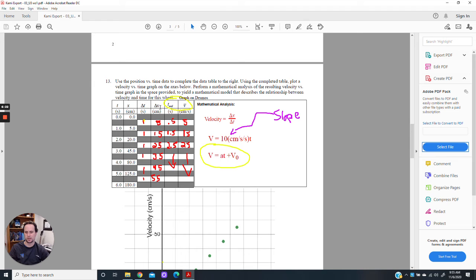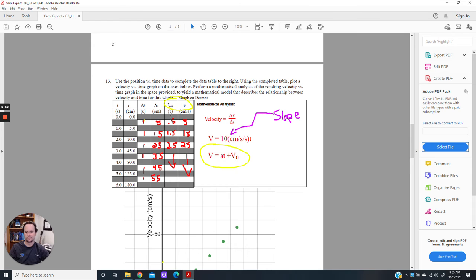So we find the change in time. That's the difference between these two. So 0 to 1, that's 1 second. 1 to 2, that's 1 second. 2 to 3, that's 1 second, and so on down that column. The change in position for those intervals: 0 to 5 is 5. 5 to 20 is 15. 20 to 45 is 25. 45 to 80 is 35, and so on. So we get the change in position and change in time, which is going to give us the velocity.